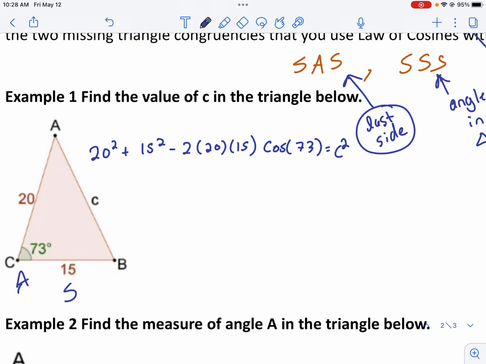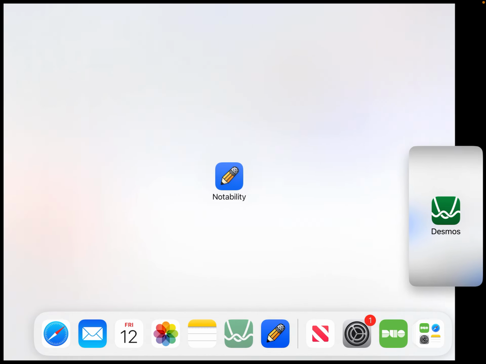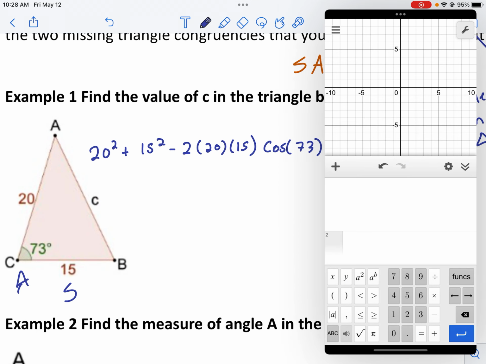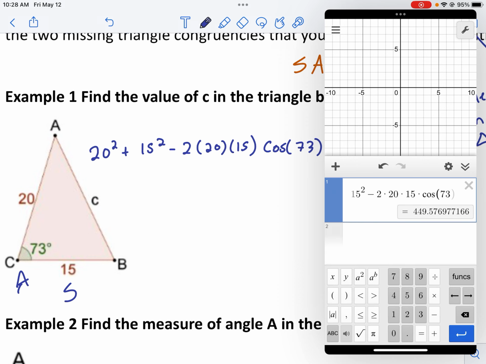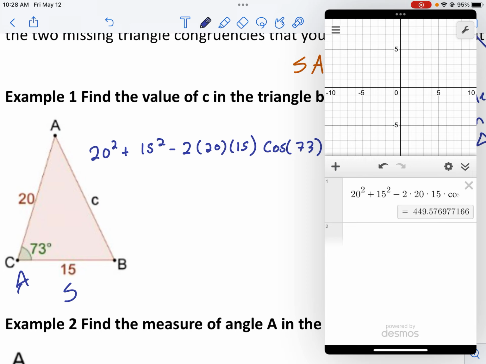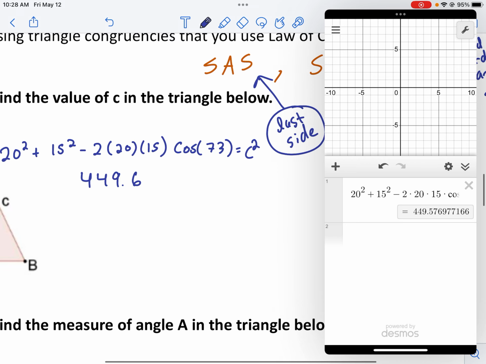These questions are the nicest ones because we literally just pull open our calculator. So I'm going to grab Desmos right here, and then we just type in that whole left side. So 20 squared plus 15 squared minus 2 times 20 times 15 times the cosine of 73. Double check that I'm in degree mode here. Yep. And that would give us 449.6 basically.